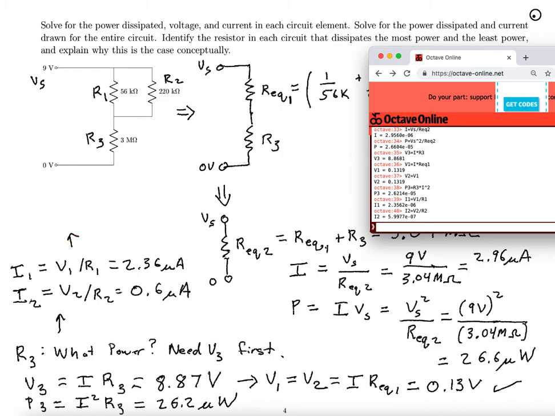Now we can finally get the powers for the individual resistors. We already have P3, so after this step we'll be done. P1 will be I1 squared R1 and P2 is I2 squared R2.